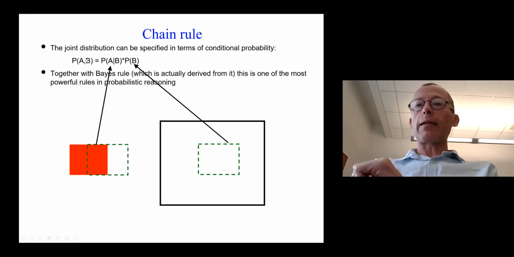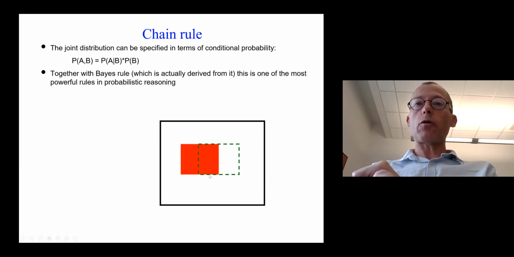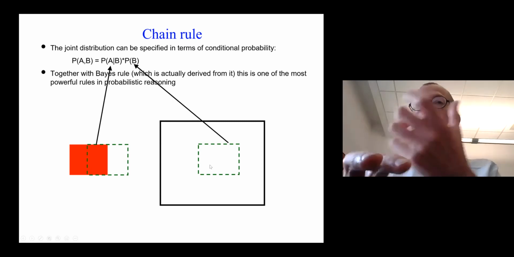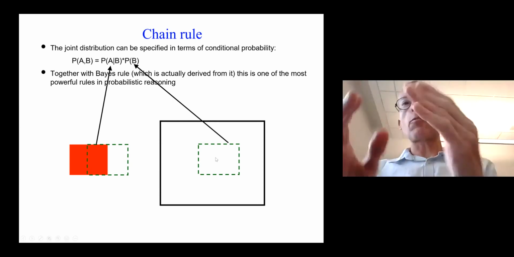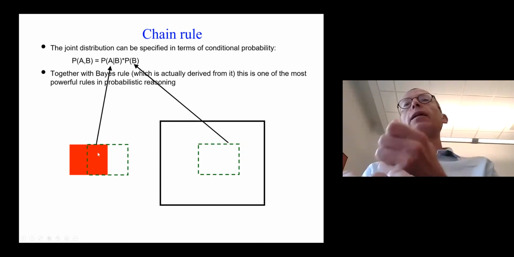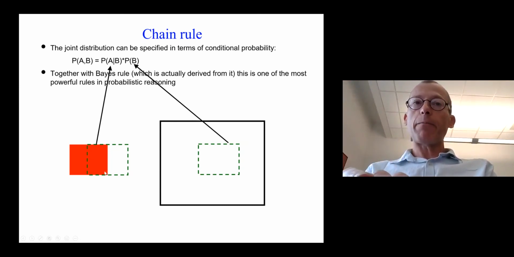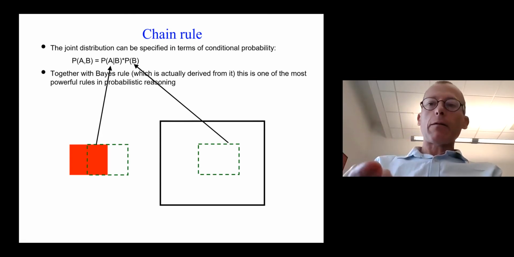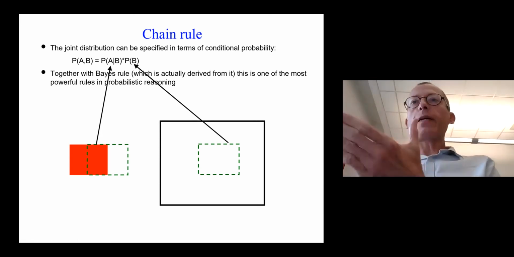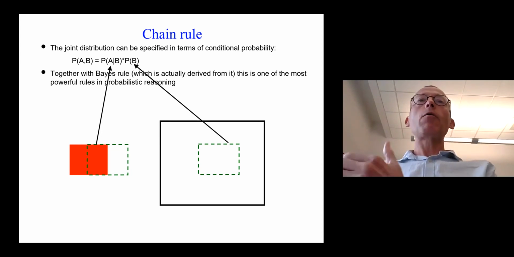So again, the joint is here. This is the joint of A and B, and you can break it down into two pieces. One is B, because the joint has to be inside B, and second is the part that A occupies inside B. Okay, so this is the chain rule. Again, we are not proving it, but we will rely on it.